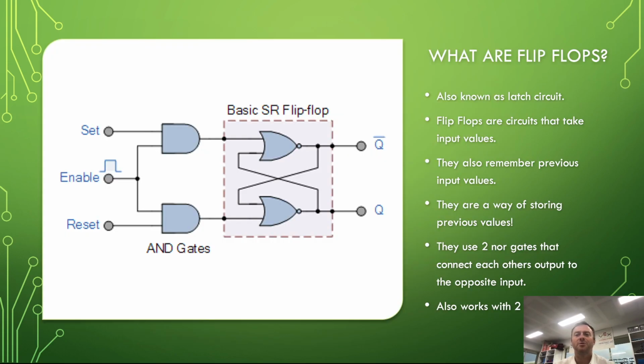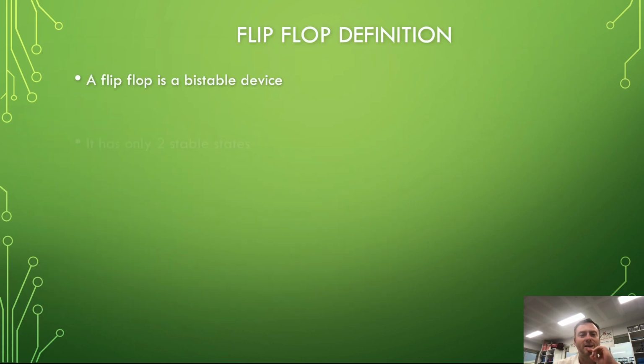So flip-flops are also known as latch circuits, and they take in an input value that then changes the way that it's either on or off, which is what the Q naught and Q is. So you can either use two NOT gates or two NAND gates, and the same thing works. So a flip-flop is a bistable device. It only has two stable states.